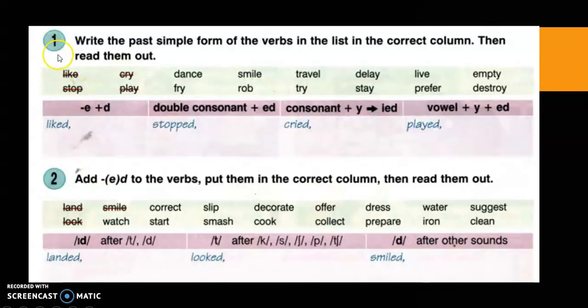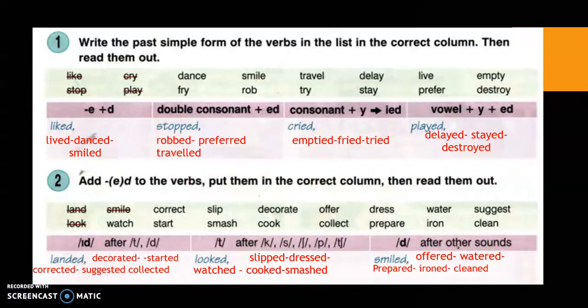Well, let's work in some exercises. Here we have, the first one is as regards spelling. So we write the past form of the verbs we have here. And then we have the pronunciation practice. How do we pronounce these verbs in the past form? Let's pause the video, do the exercise, and then check. Well, these are the answers to exercise 1 and exercise 2. Please check your answers and see if you did them right.